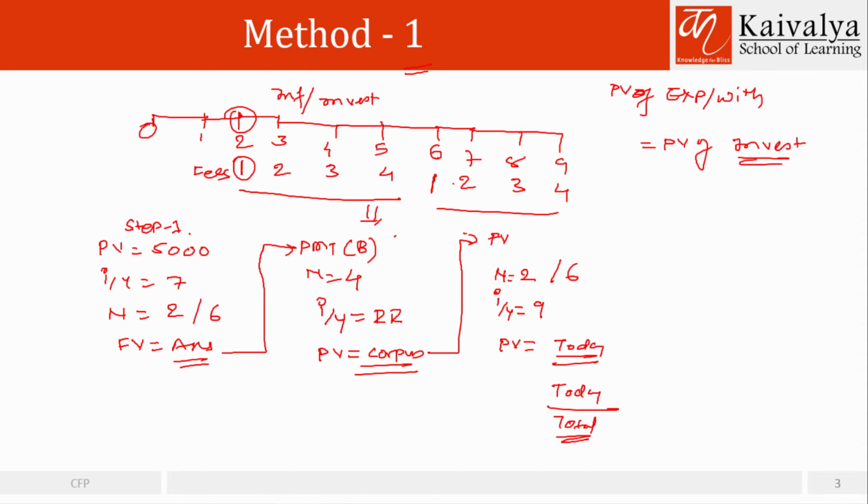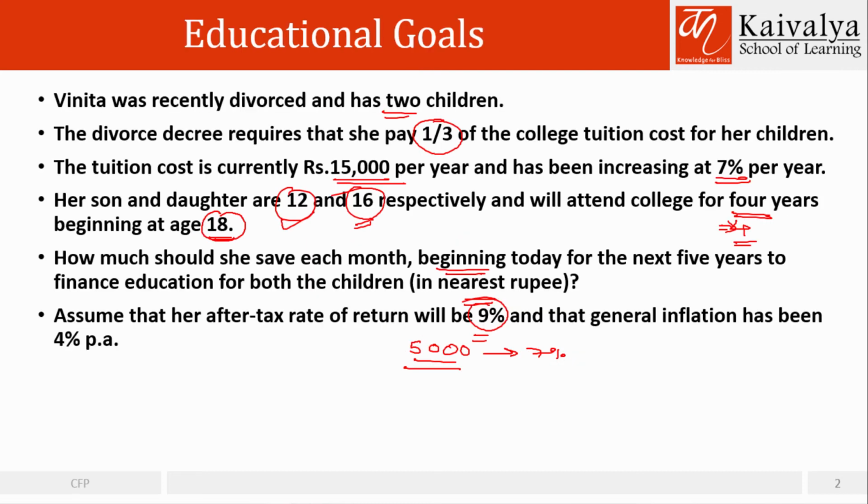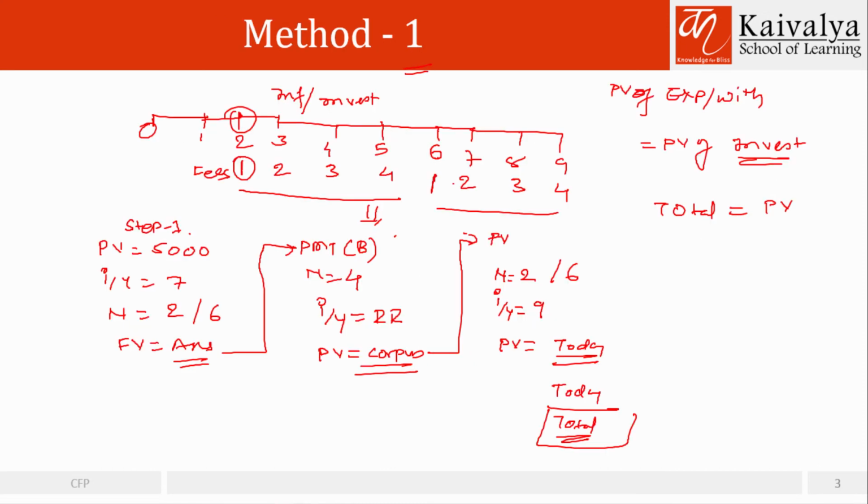Fine. So now total of this 2 is which one? It is the present value of withdrawal. So I'll be taking as PV. Now look at the equation. This investment has to go on for how many years? Say each month, beginning today, for next 5 years. Okay, we are very clear now.